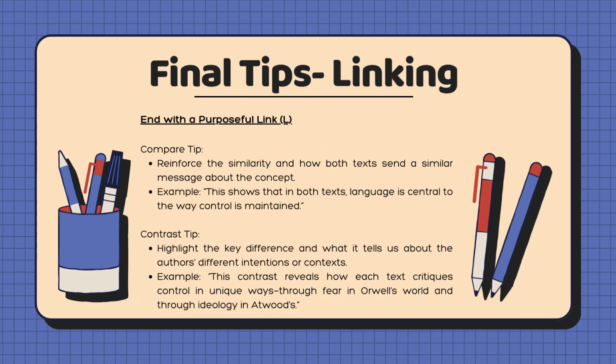And lastly, our link. End with a purposeful link. If you're comparing, reinforce the similarity and how both texts send a similar message about the concept. For example, this shows that in both texts, language is central to the way control is maintained. If you're contrasting, highlight the key difference about what it tells us about the author's different intentions or contexts. For example, this contrast reveals how each text critiques control in unique ways through fear in Orwell's world and through ideology in Atwood's.